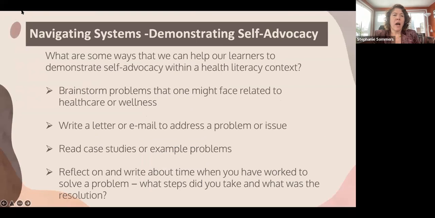Another idea from the lessons is demonstrating some self-advocacy. How can we help our students to advocate for themselves when they feel like they're maybe not getting the best care? So we could do some brainstorming, brainstorm a problem that one might face related to healthcare. Write a letter or email to address a problem or issue. Read some case studies or example problems, reflect on and write about a time when you have worked to solve a problem, what steps did you take and what was the resolution.